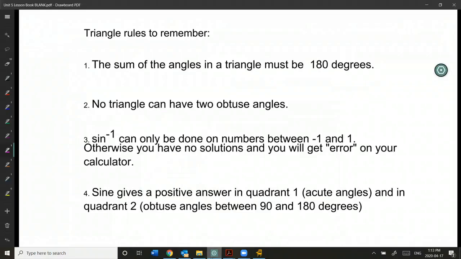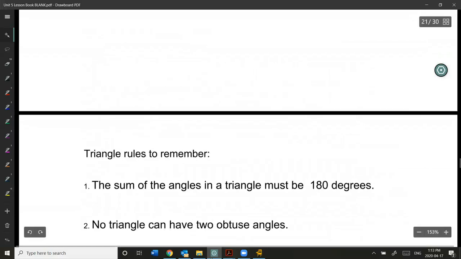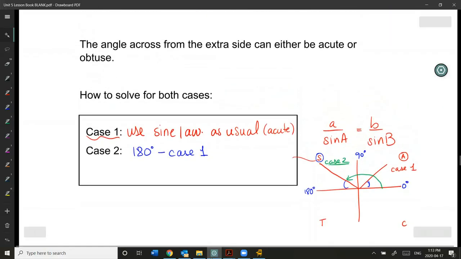Okay, and then the last one is that sine gives a positive answer in quadrant 1 and also in quadrant 2, and I explained that up here, and that's why we get a case 1 and a case 2 in this scenario.